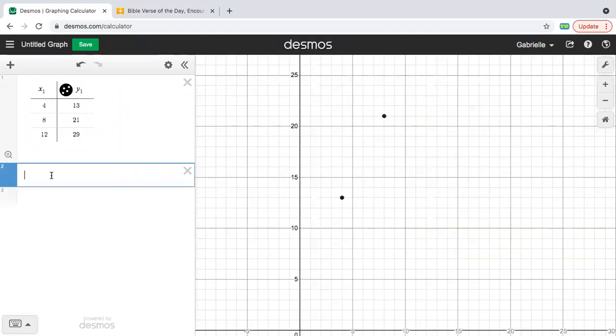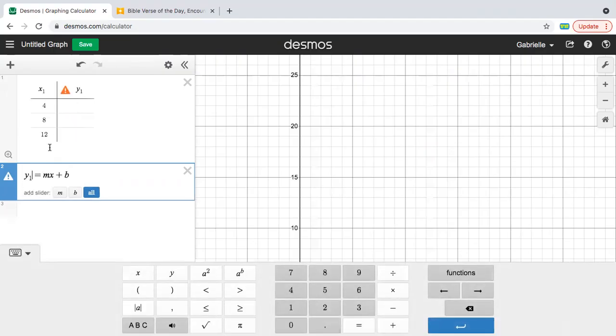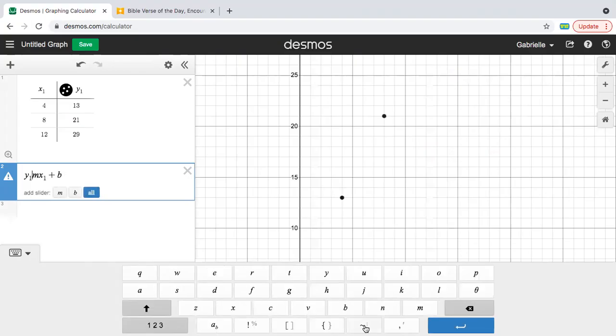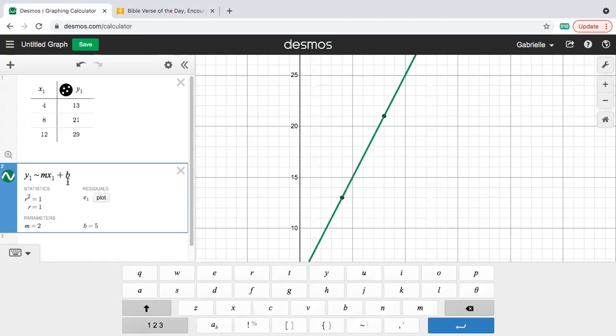In here, I want it to give me the equation y equals mx plus b, right? But I can't just type in y equals mx plus b because the table says y1. This needs to say y1. Because the table says x1, this needs to say x1 because it needs to read the table. And instead of an equal sign, I'm going to put my little squiggle sign. So y1 squiggle mx1 plus b.